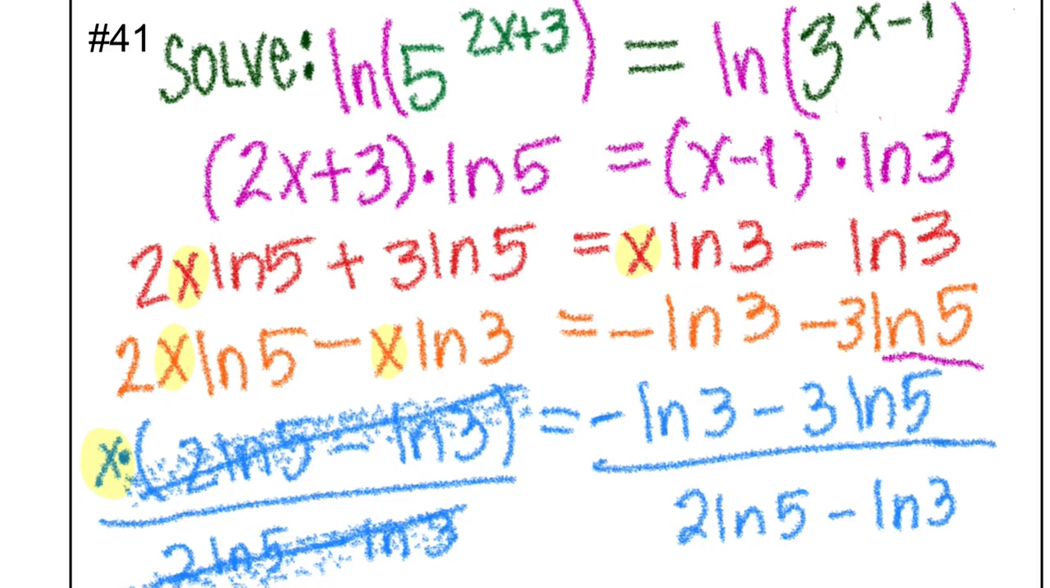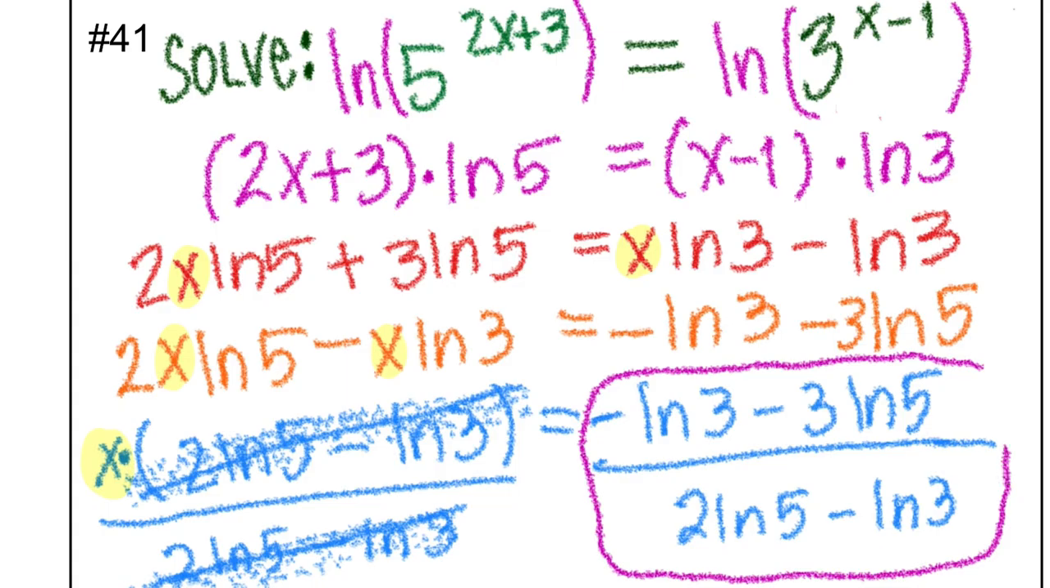So our final answer is that x equals negative ln 3 minus 3 ln 5, over 2 ln 5 minus ln 3. The numerator is commutative. You could reverse the order they're subtracted in so long as they're both negative. Let me make sure all my signs look okay.